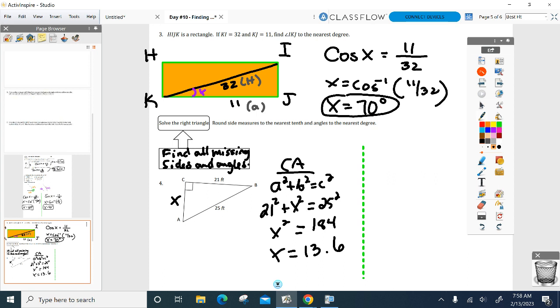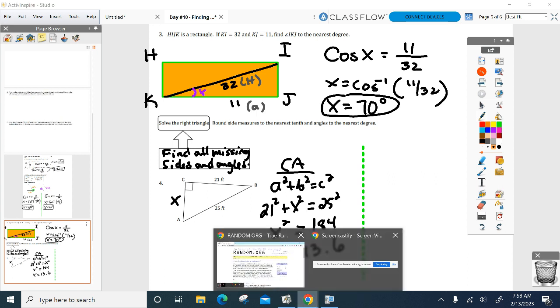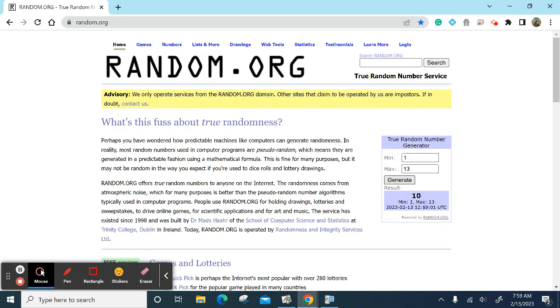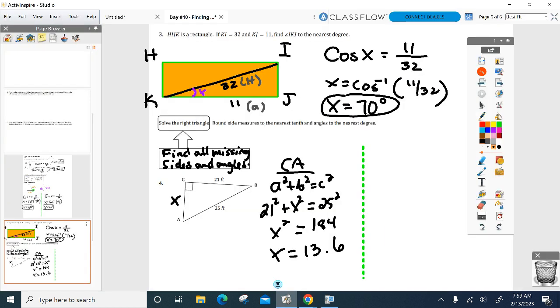Do you want to find angle B or angle A? Your call. Angle B or angle A. You got it. Let's go, everyone. Angle B.